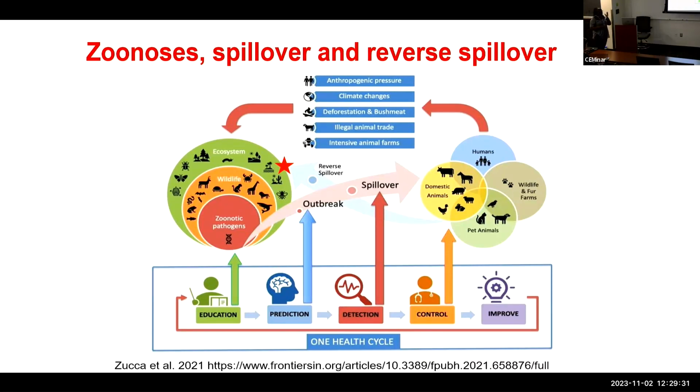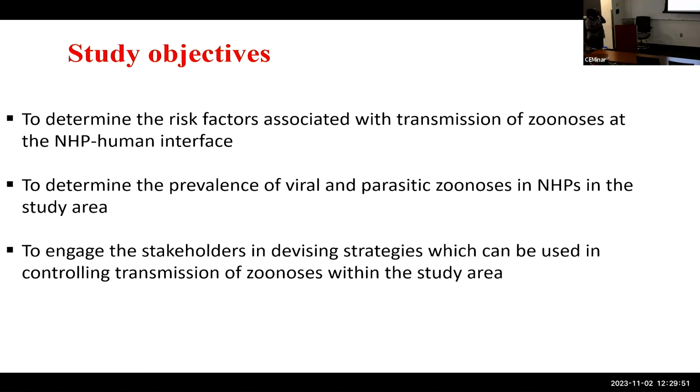So we tend to believe that the surveillance work we do for primates and for other animals addresses both spillover events and reverse spillover events. This provides room for prediction, detection and control of emerging infectious diseases. For this particular study, we wanted to determine the risk factors associated with transmission of zoonosis at the non-human primate-human interface, so areas where there's interaction, then to determine the prevalence of viral and parasitic zoonoses, and lastly, to engage both stakeholders and communities about how they can control transmission within this area.